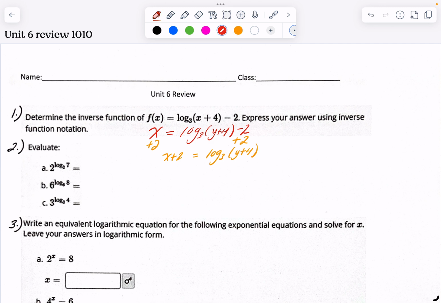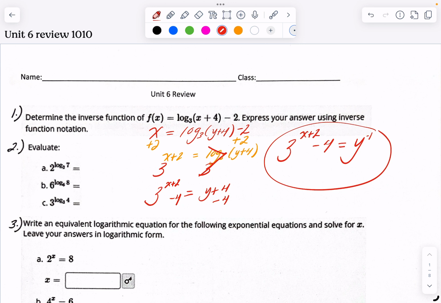To undo log base 3, we're going to exponentiate base 3 on both sides. So we have 3 to the x plus 2 equals log base 3, and the base 3s cancel out, y plus 4. Then we'll subtract 4. So 3 to the x plus 2, minus 4 equals y. And now that y is alone, that's my answer. I'll put a little -1 on it to indicate that's my inverse.